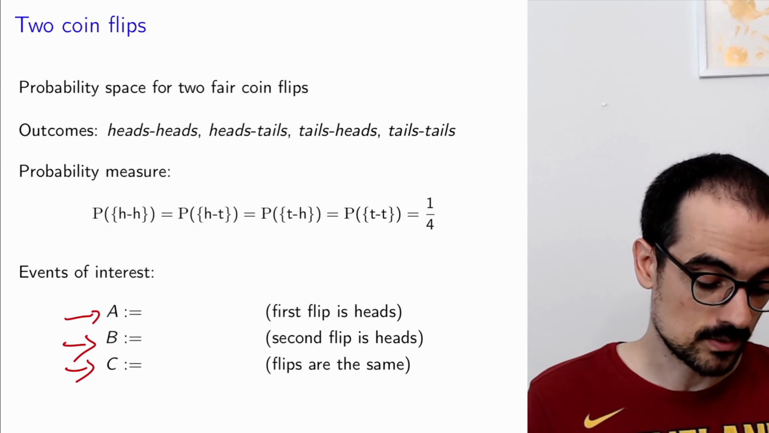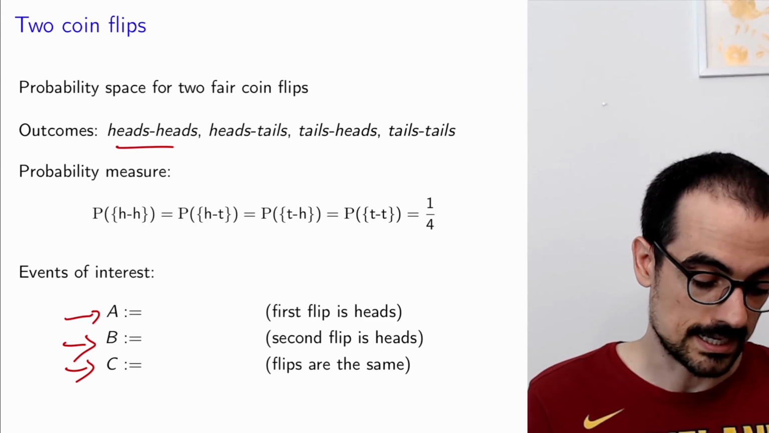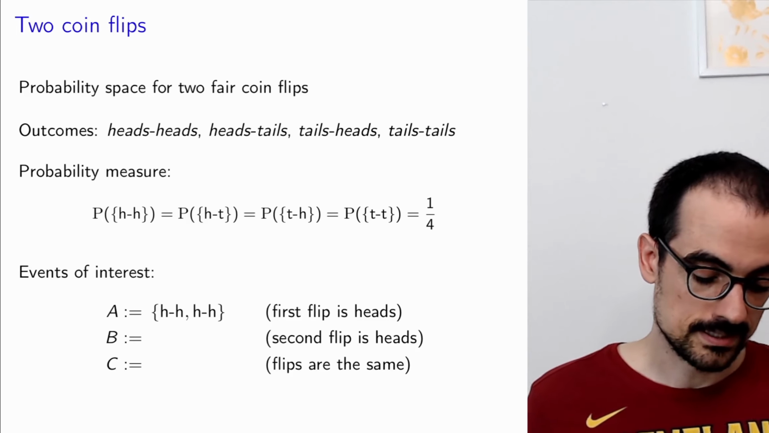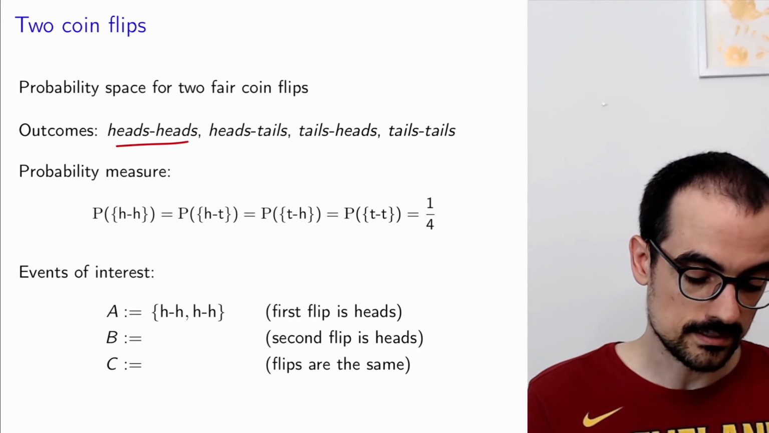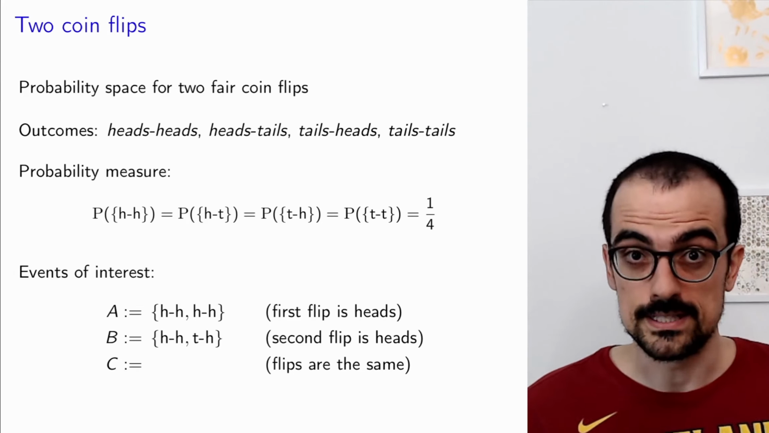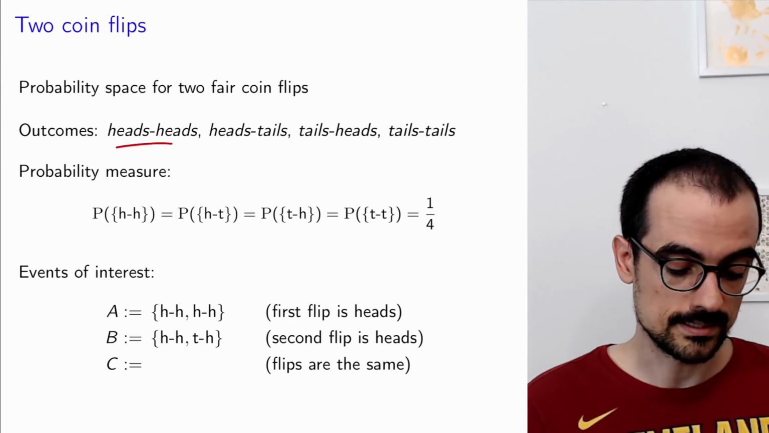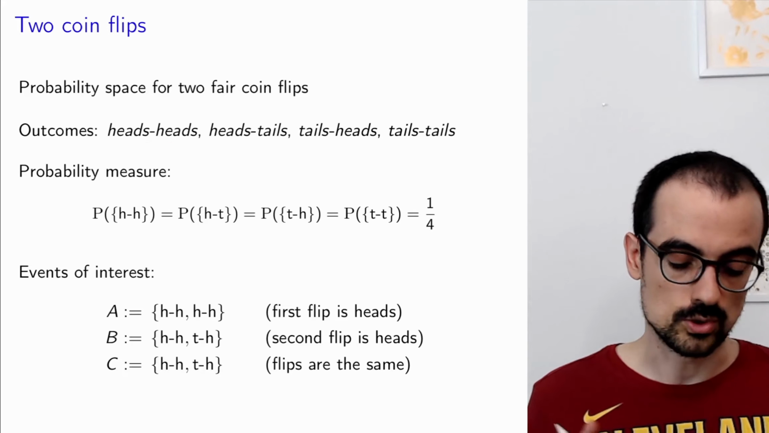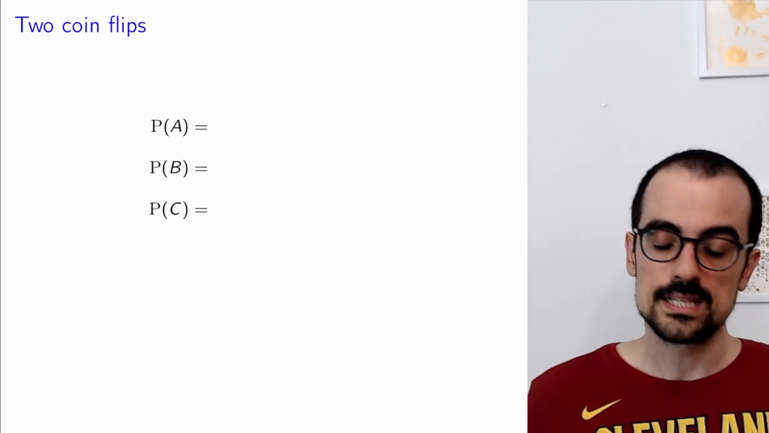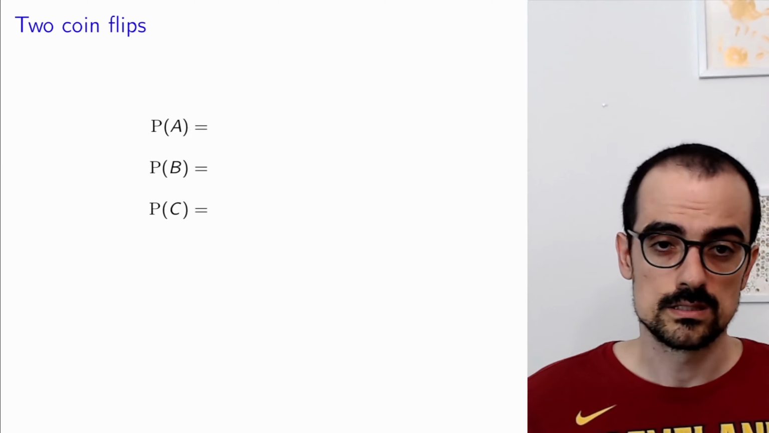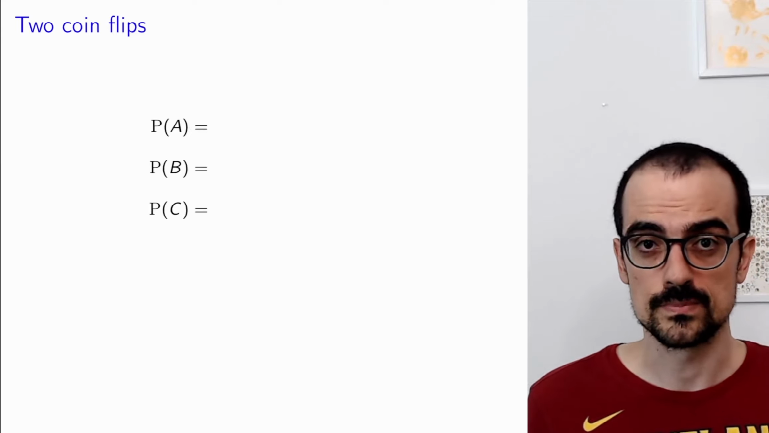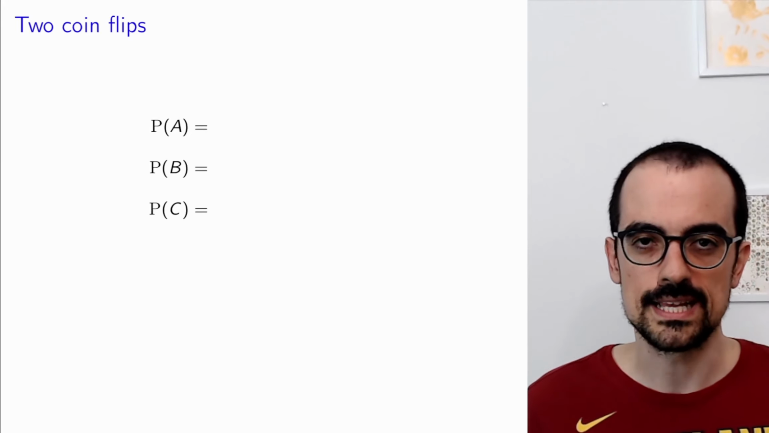First flip is heads. Well, it's this event and this event, right? Second flip is heads. It's this event and this event. And the flips are the same. As I said, is either heads, heads, or tails, tails. All right, so those are the events that we are interested in. So now let's compute the probability of these events. What's the probability of having the first coin flip being heads?